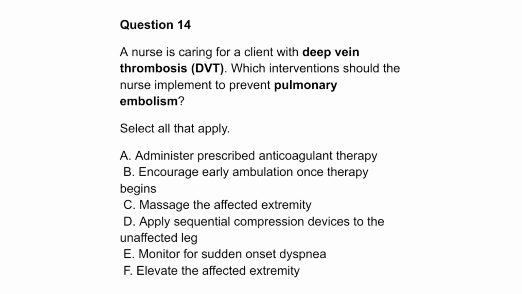Question 14. A nurse is caring for a client with deep vein thrombosis, DVT. Which interventions should the nurse implement to prevent pulmonary embolism? Select all that apply. A. Administer prescribed anticoagulant therapy. B. Encourage early ambulation once therapy begins. C. Massage the affected extremity. D. Apply sequential compression devices to the unaffected leg. E. Monitor for sudden onset dyspnea. F. Elevate the affected extremity.